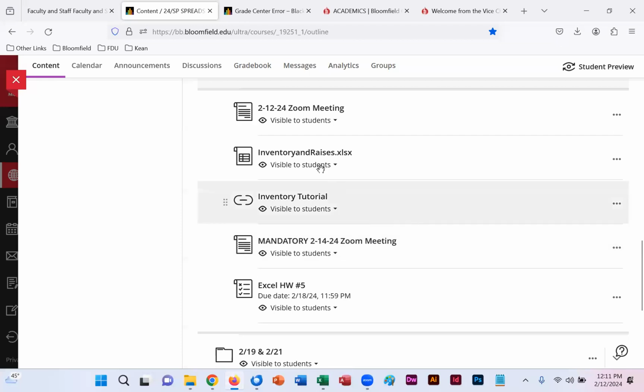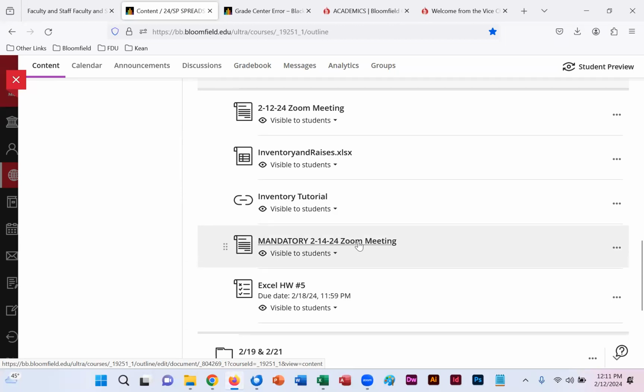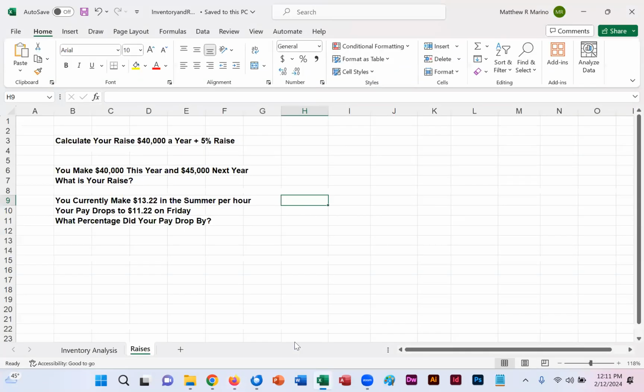On Wednesday, and I'll touch on this after we go through the inventory and raises, is a mandatory meeting. We're going to go through the 3 Excel things you have to do for the group project, and you're going to pick your groups. So we'll start with the inventory and raises workbook today. If you download it and open it, you'll notice there is an inventory analysis worksheet and a raises worksheet. So we're going to start within the raises worksheet where we have 3 questions for it.